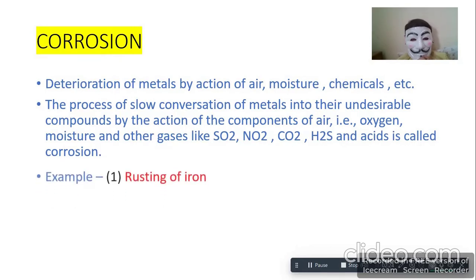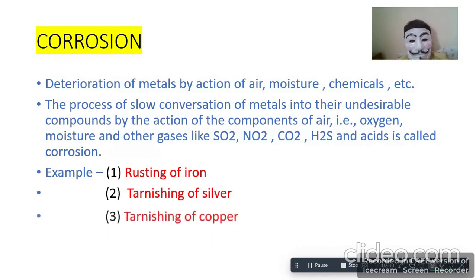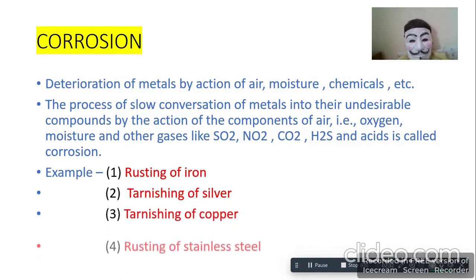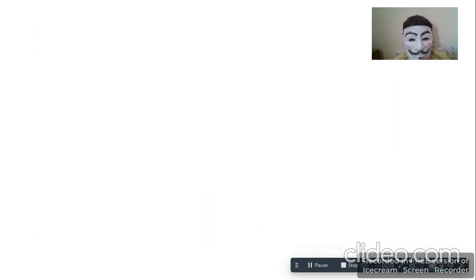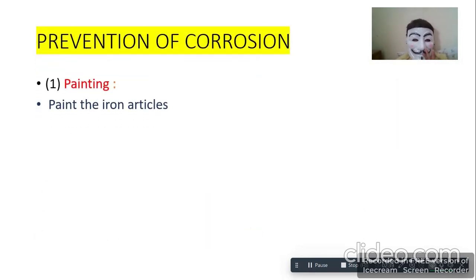So let's see examples of this. Rusting of iron first, tarnishing of silver, then tarnishing of copper, then rusting of stainless steel. Now let's see how to prevent this corrosion from happening. First we can do painting. We can just paint the iron articles.